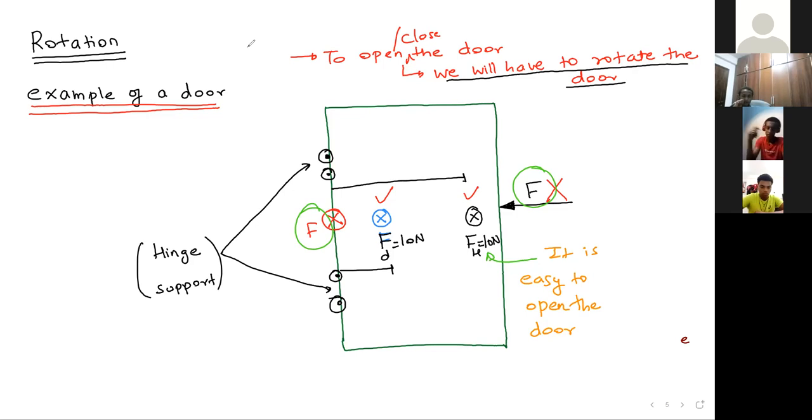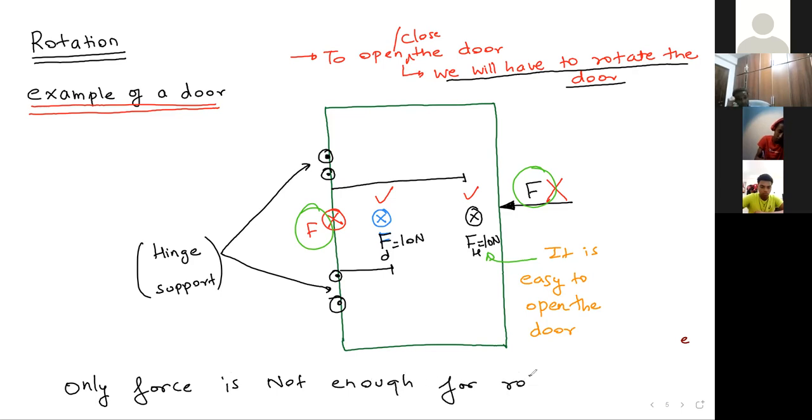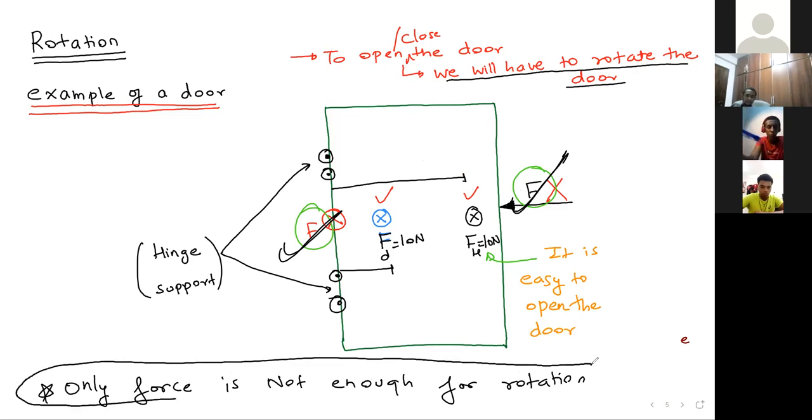Only force is not enough for rotation, correct? Do you agree with this statement? Yeah, actually, that's right. The best example would be this one. See, even this guy is applying a force and even this guy is applying a force, but the door is not rotating. Do you agree with me? Yes. So that is the basic understanding, that only force is not enough for rotation.